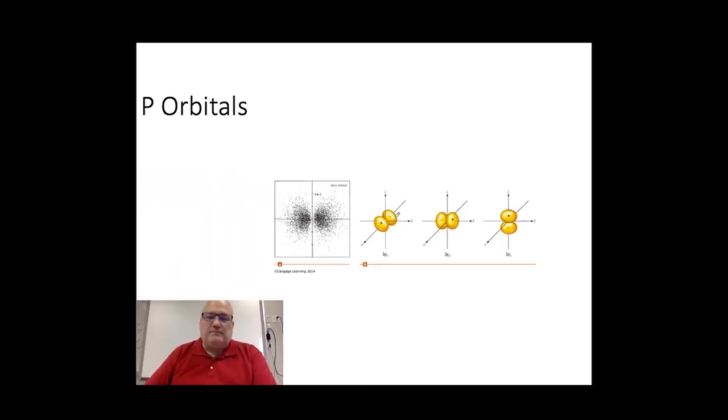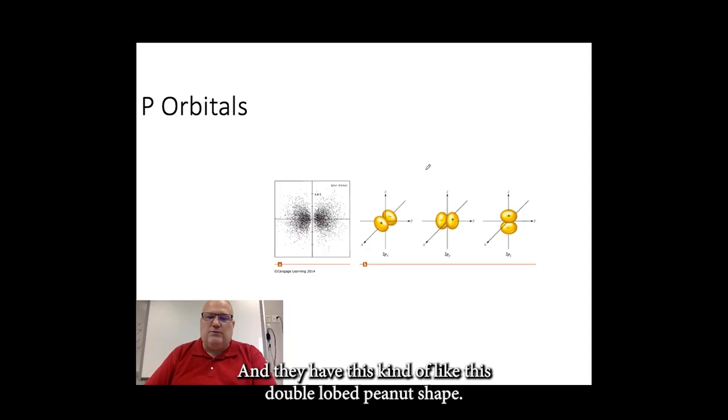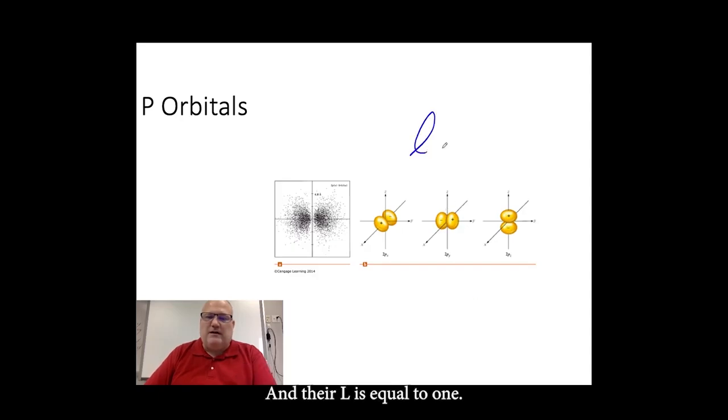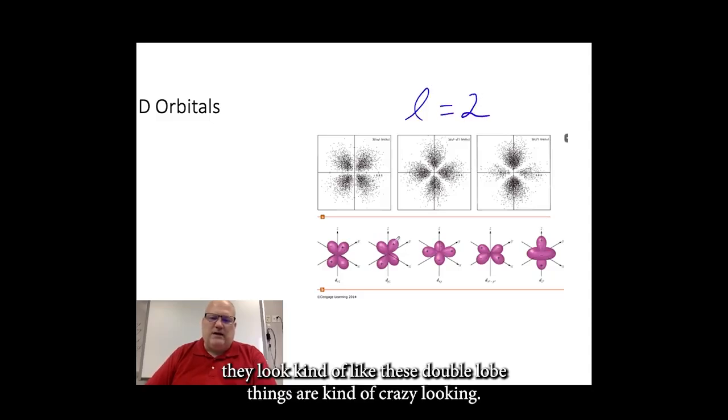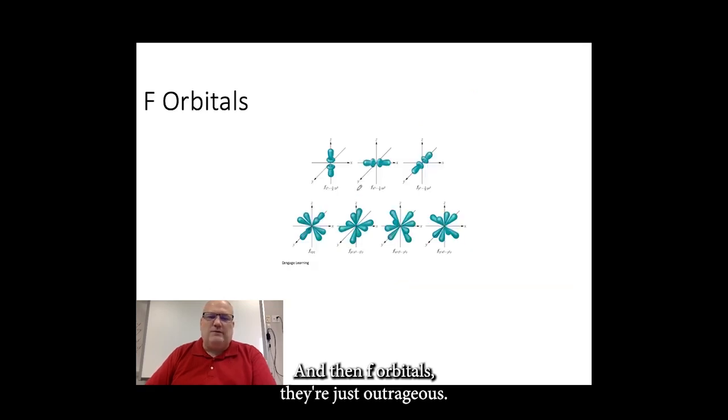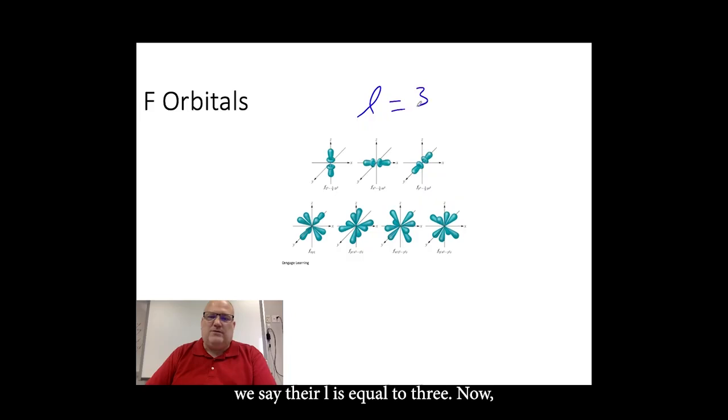P orbitals, they always come in a set of 3. They have this kind of double-lobed peanut shape, and their L is equal to 1. So that's a quick way of saying these are p orbitals. D orbitals come in a set of 5, as we see down below here, and their L is equal to 2. And again, they look kind of like these double-lobed things. They're kind of crazy looking. And then F orbitals, they're just outrageous. We say their L is equal to 3.